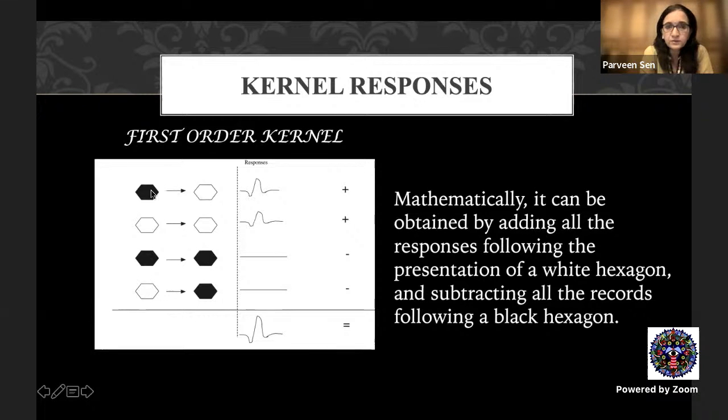So whether the white falls on dark or the white falls on white, the mathematical extraction of the responses will be different. Again, whether the black falls on black or the black falls on white, the mathematical response will be different. The first order kernel responses are mathematically extracted by adding all the responses following a white presentation and subtracting all the records followed by a black hexagon. Fortunately, we do not have to do this manually; it is done by the system and given to us. But for understanding, you must know that this is not a direct electrical response, but an extraction.